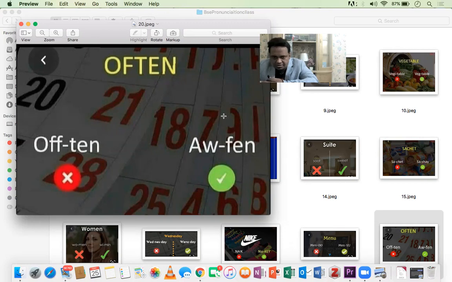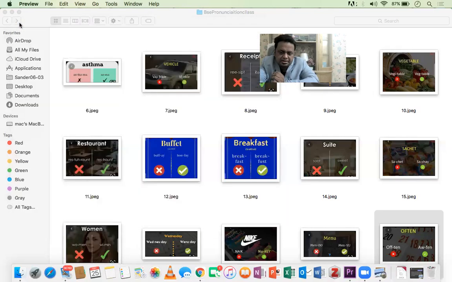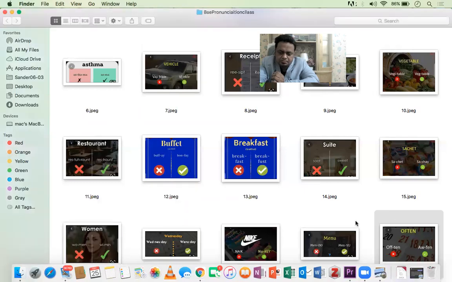I've spent most of my life in London, obviously, so I follow London pronunciation, and in London we pronounce it as often. But even in London, some people who came from another part of the UK could pronounce it differently. So you can pronounce it both ways, but to be honest with you, often sounds more British.